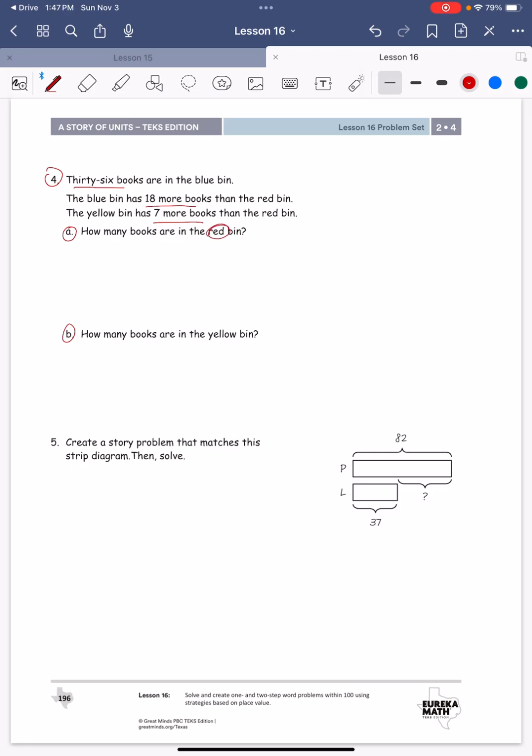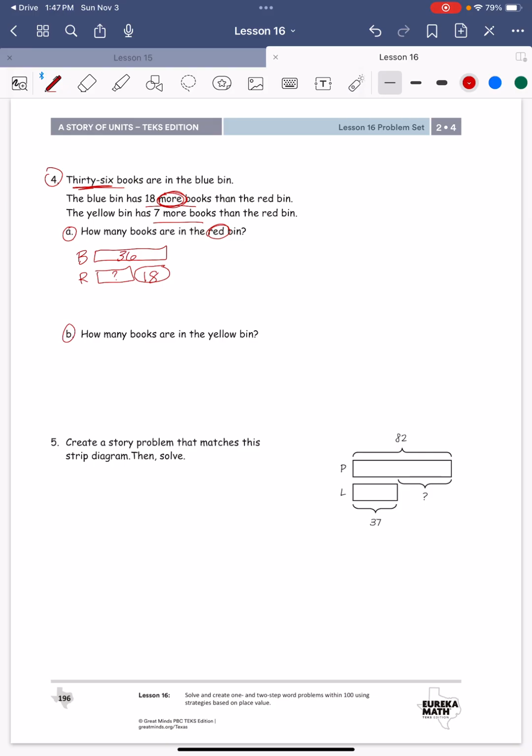So I know that the blue bin has more. So when I think about a strip diagram, my blue bin is going to be longer than the red bin. I know that the blue bin has 36 books, so I know that total. The blue bin has 18 more. So that means this space over here, the difference between the 2 bins, is 18. And I don't know how many are in the red bin.